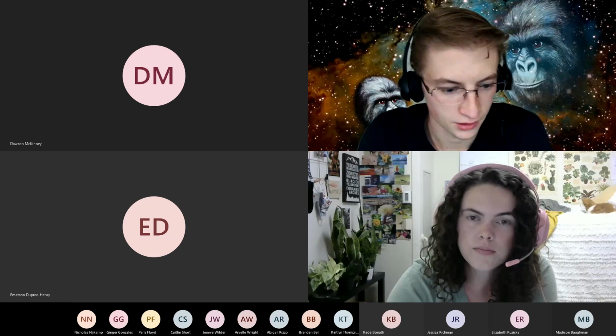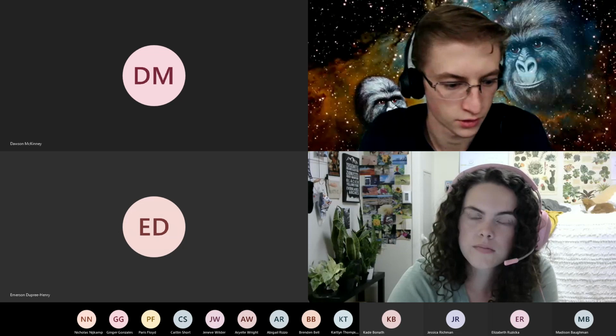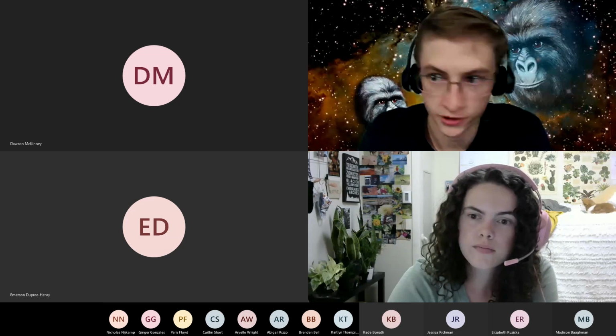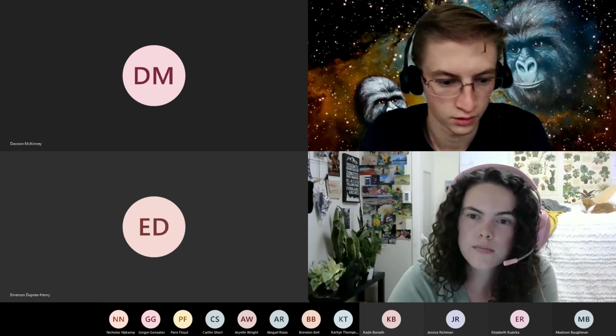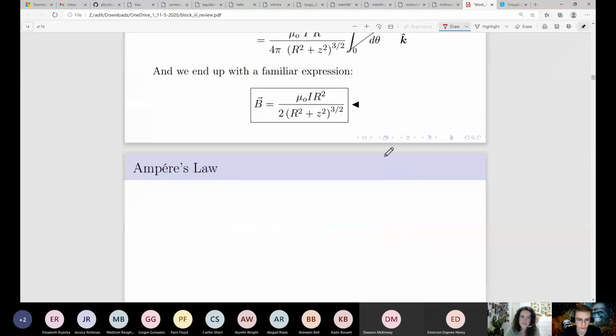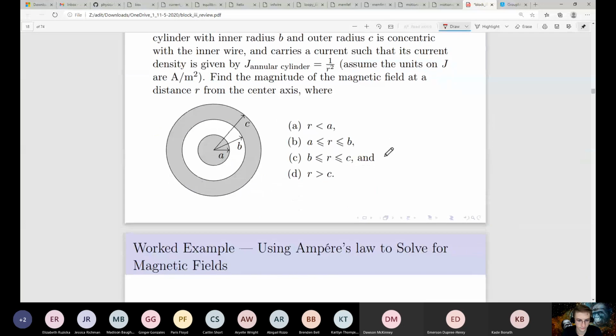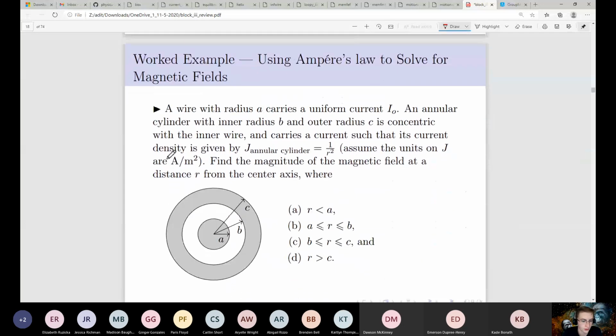Cool. In which case, I'll start working through Ampere's law. If I reshare my screen and scroll up to the problem, oops, it's not there. Yeah, here it is. If you want to follow along, I think I'm sharing. This is on page 18 of the slides that I posted.